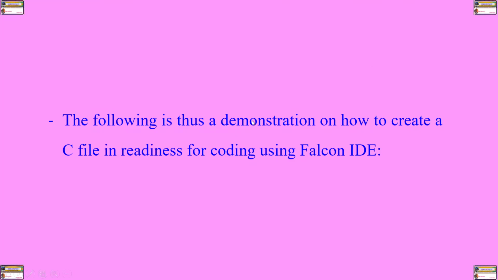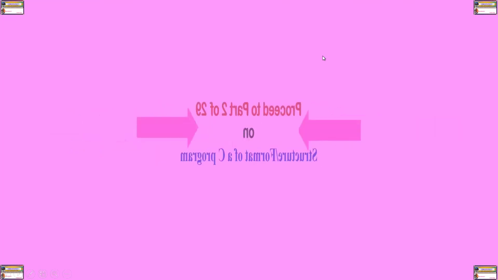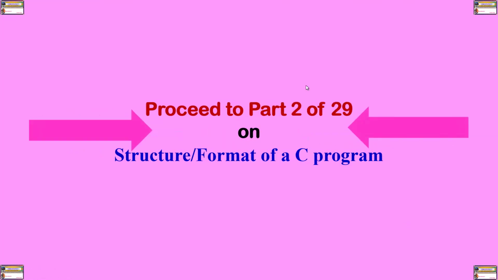And therefore, my dear students and the rest of the learners, we have come to the end of part 1 of the series, in which we have simply learned about Introduction to C, the IDE called Falcon, and how you create a file in readiness for writing your source code. You can now proceed to part 2 of the series, in which we are going to learn how to write a program in C by learning what we call the structure or the format of a C program.